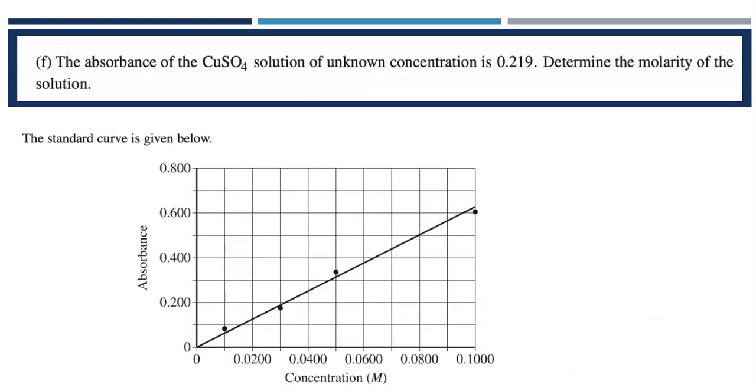So the student took the 4 solutions of known molarity and made a standard curve, plotting absorbance versus concentration, and we get this nice straight line. The absorbance of the copper(II) sulfate solution of unknown concentration is 0.219. Determine the molarity of the solution.